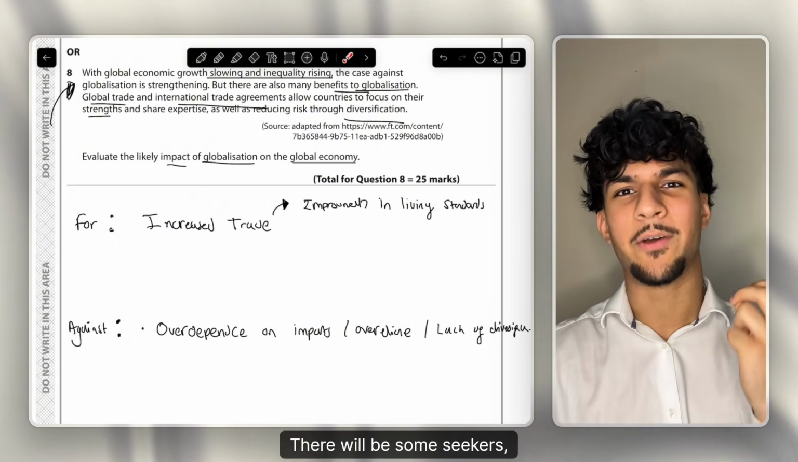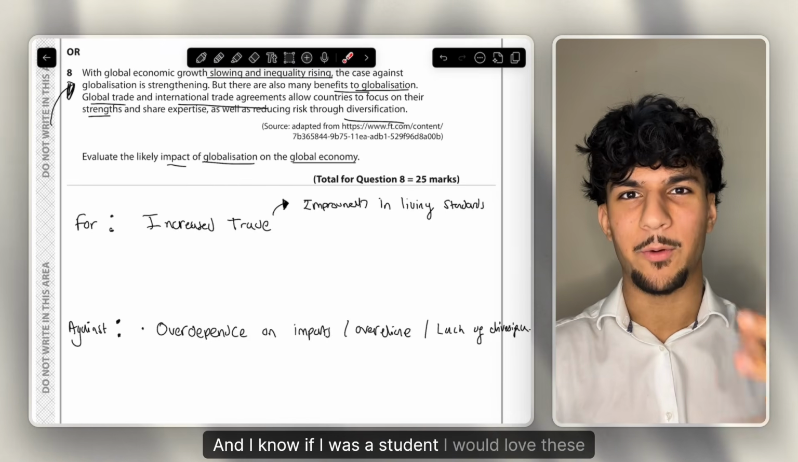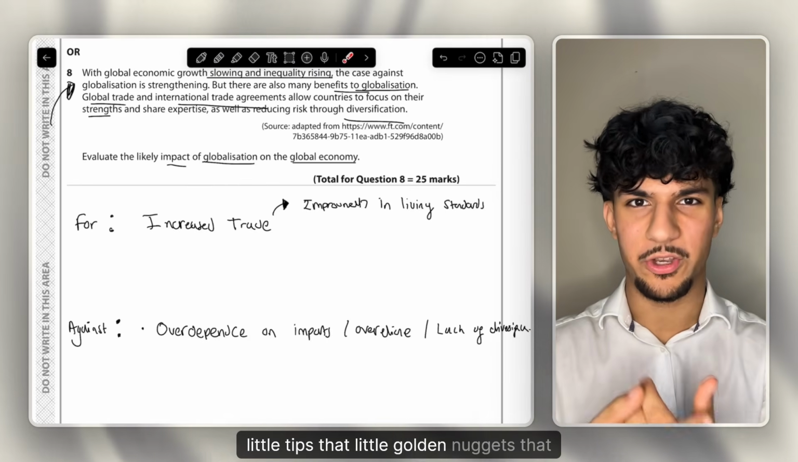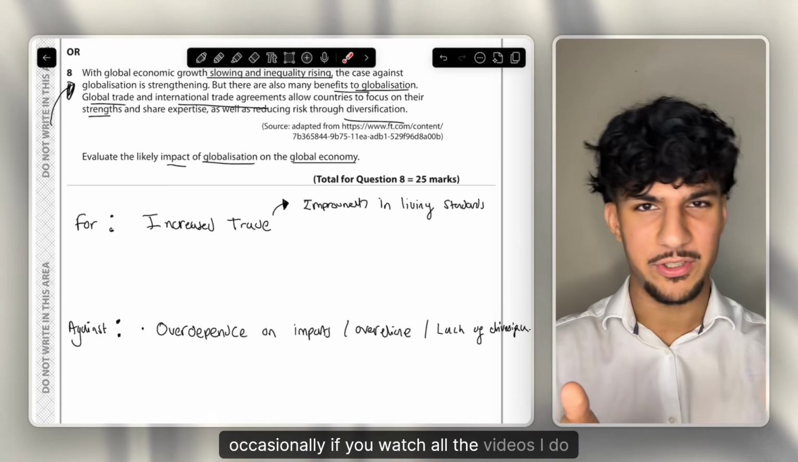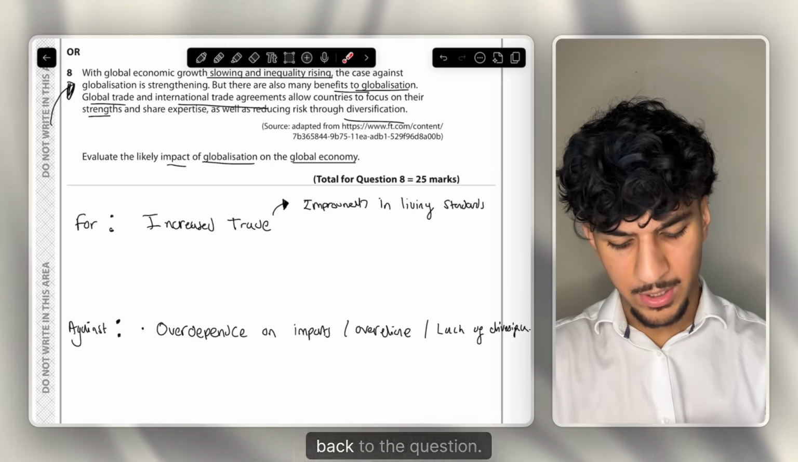There will be some seekers, some A-star students who really want to secure that A-star, and I know if I was a student, I would love these little tips, these little golden nuggets that occasionally, if you watch all the videos, I do mention a few of them. But yeah, I hope that helped a few of you out there. But anyway, back to the question.